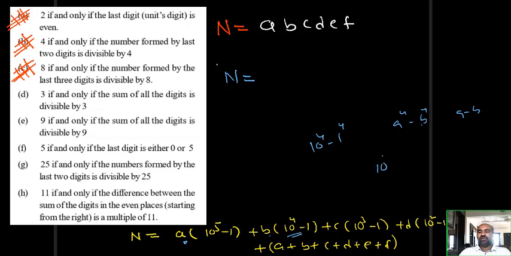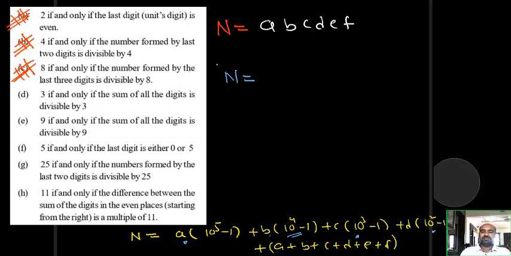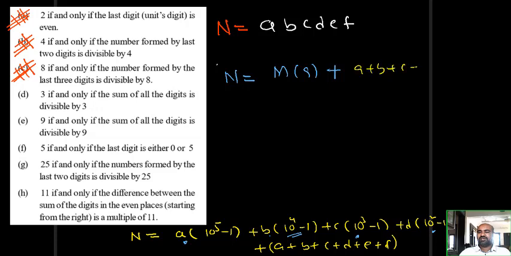10 cube minus 1 cube. a cube minus b cube is divisible by a minus b if n is odd. So it is divisible by 10 minus 1, that is 10 minus 9. This is also a multiple of 9 only. 10 square minus 1 is 99, a multiple of 9 only. 10 minus 1 is 9, a multiple of 9 only. Irrespective of it, this is a multiple of 9. So I don't know about a plus b plus c plus d plus e plus f. That's why n can be written as a multiple of 9 plus a plus b plus c plus d plus e plus f.